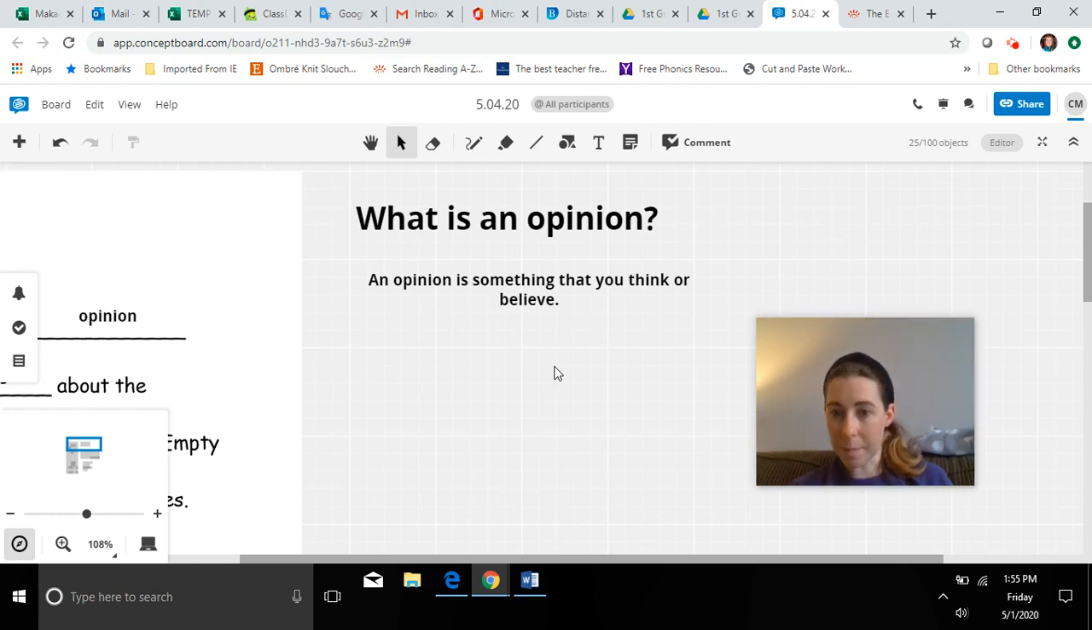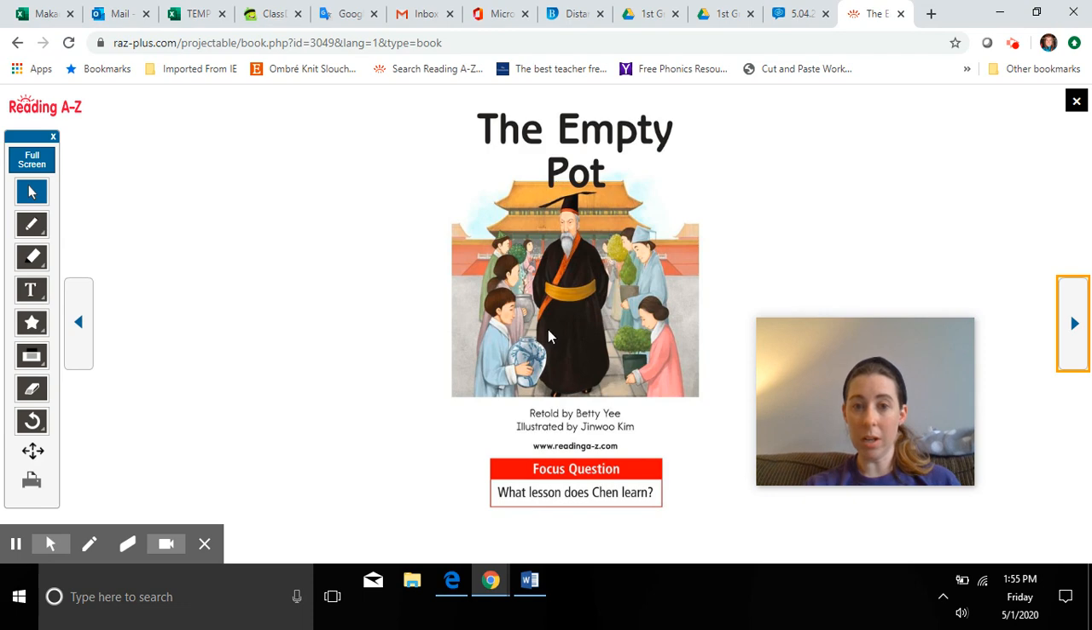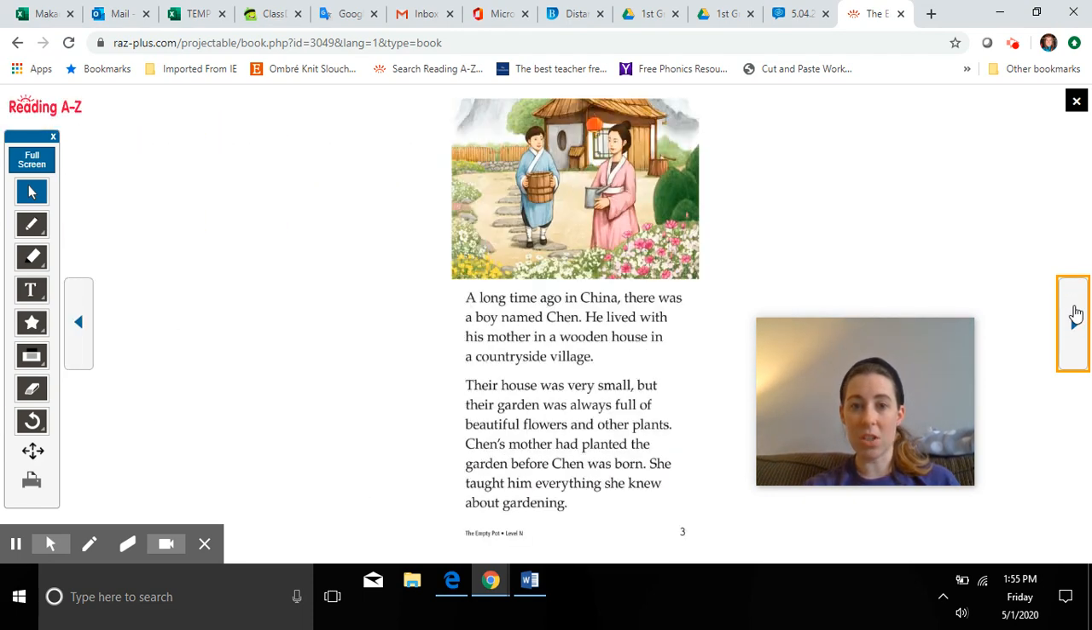We are going to be giving our opinions today about the characters in the story, The Empty Pot. So we have done a lot of practice identifying the character traits in The Empty Pot. We've talked about what kind of person is Chen, what kind of person is the emperor, and what kind of person is Chen's mother. Those were the 3 main characters in the story. So we're going to make an opinion paragraph about the characters and their character traits.